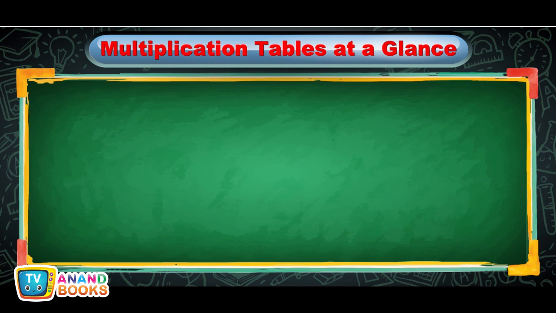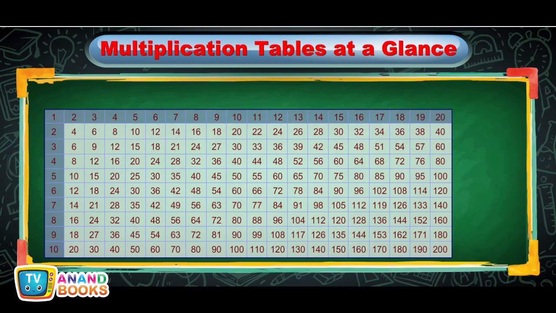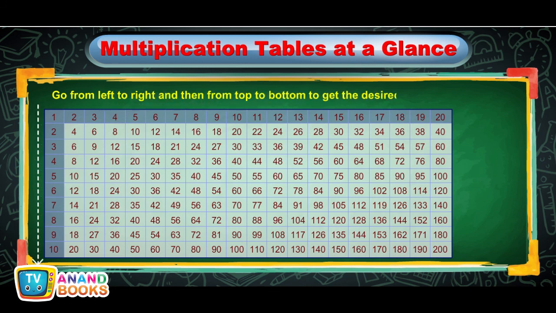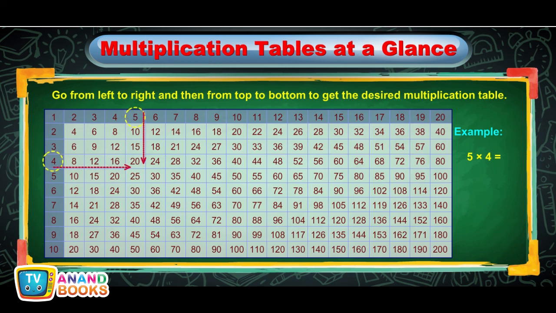Multiplication tables at a glance. Go from left to right and then from top to bottom to get the desired multiplication table. Example, 5 multiplied by 4 is equal to 20. 14 multiplied by 9 is equal to 126.